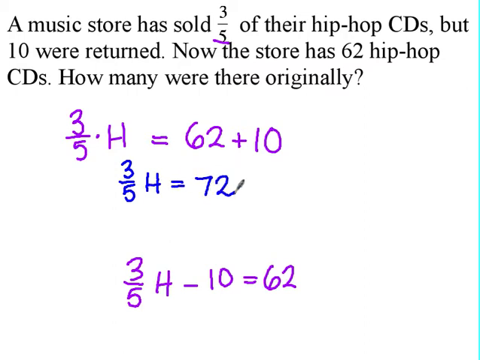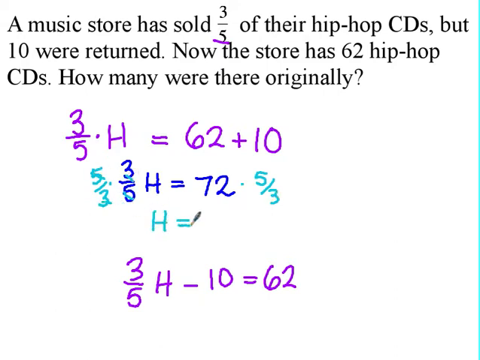72. How do you solve that now? Yep, 3/5. Which is? 5/3. Perfect. So I'm going to multiply both sides by 5/3. Essentially, you're dividing by 3/5. We're just cutting out that step of writing it down. That's why we multiply by the reciprocal. We're saving ourselves a little bit of time.